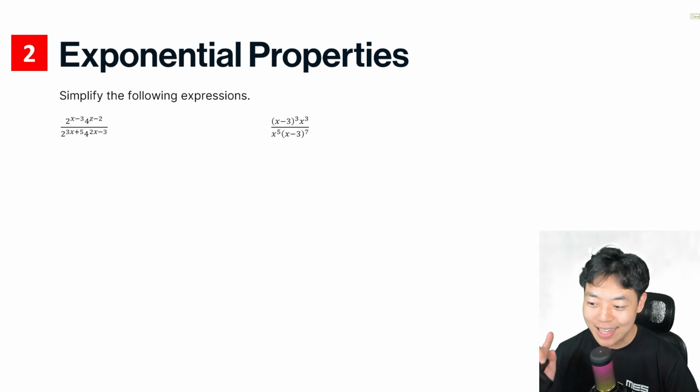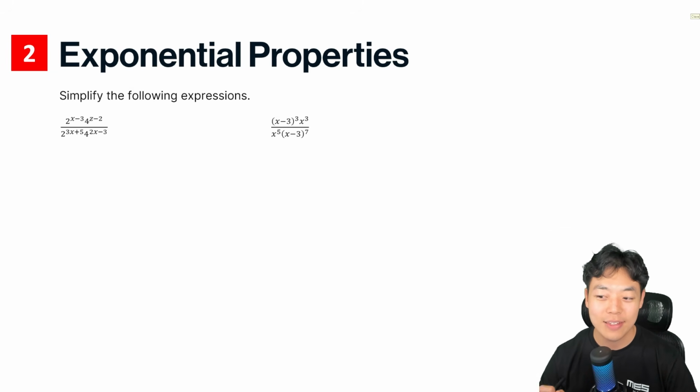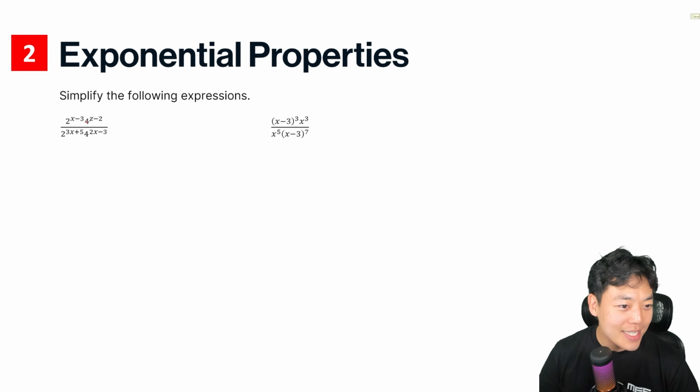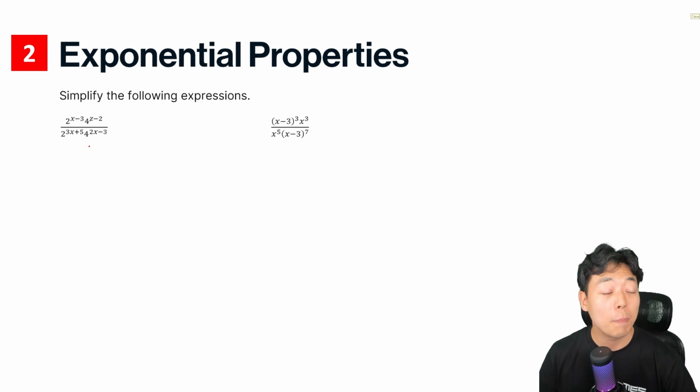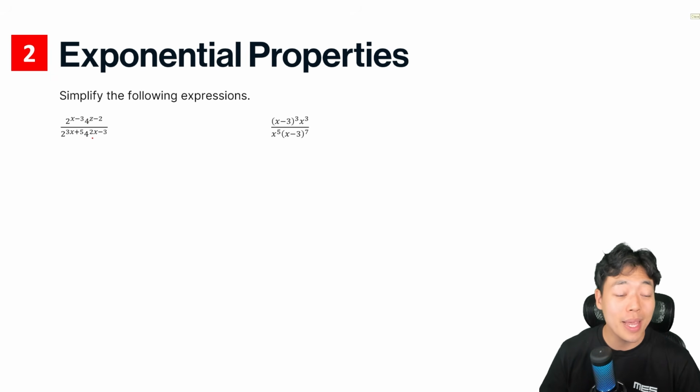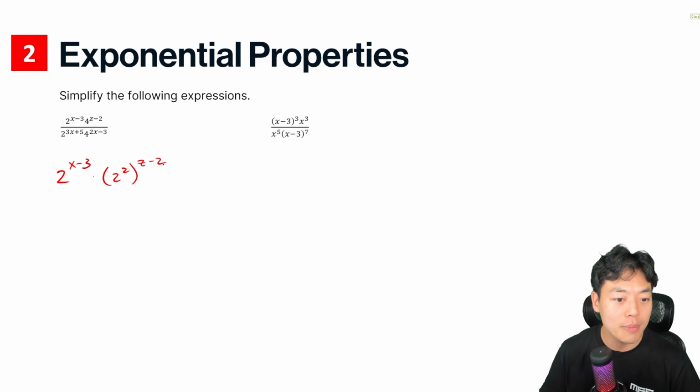Exponential properties. This should be quite straightforward. I want you to pause the video, check it out. I'm going to go ahead and solve it in 3, 2, 1. Let's get it. I recognize that these 4s can be rewritten with a base of 2. So I'm going to do that. 2 to the x minus 3 times 2 squared to the z minus 2, all over 2 to the 3x plus 5 times 2 squared to the 2x minus 3.